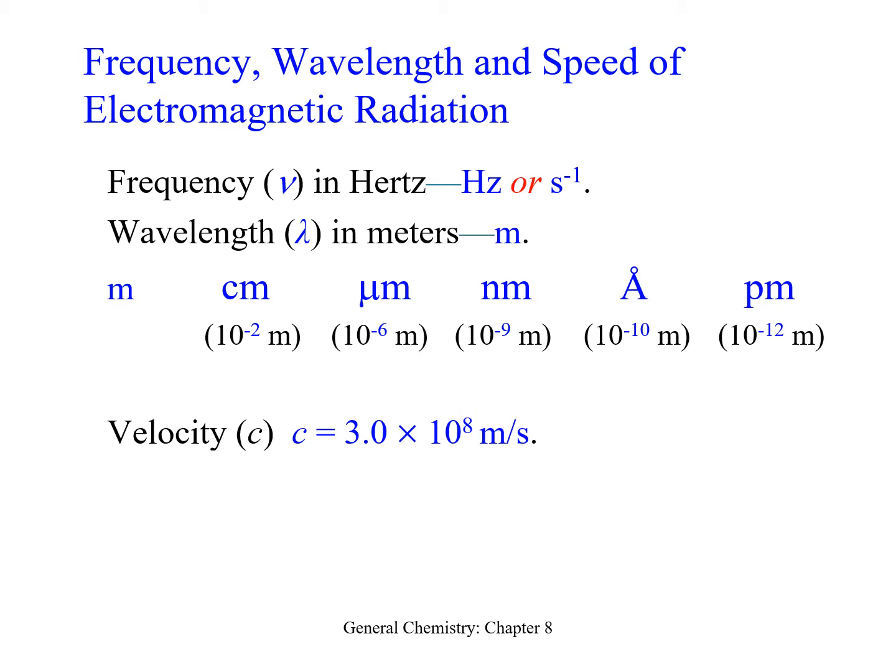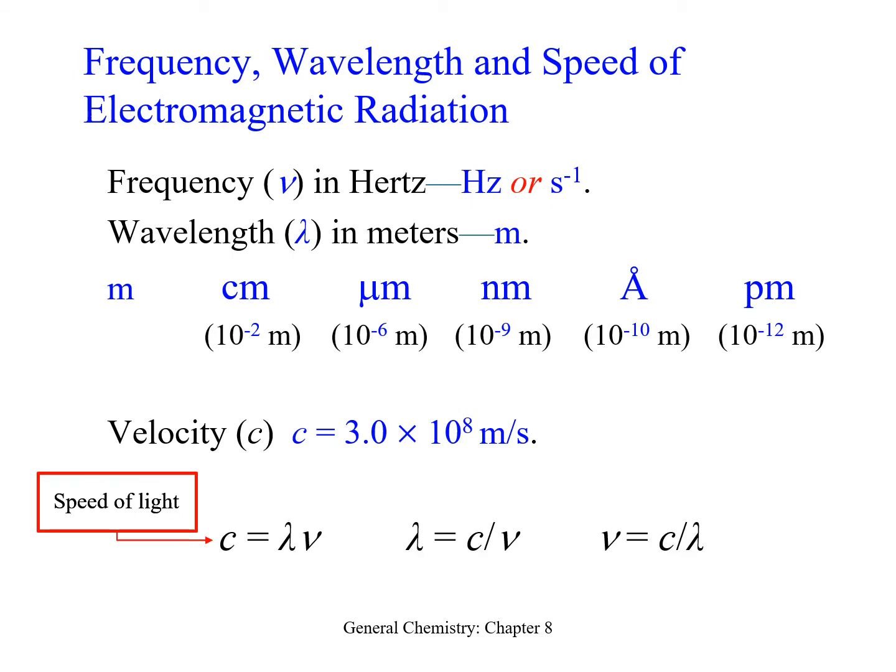Velocity, we'll talk about electromagnetic radiation. The speed of light is 3 times 10 to the 8th meters per second, or a number very close to 3. We'll just use 3. Okay, so 3 times 10 to the 8th meters per second. That's a long distance per unit time, that's for sure. So the speed of light, c, is equal to lambda times nu.